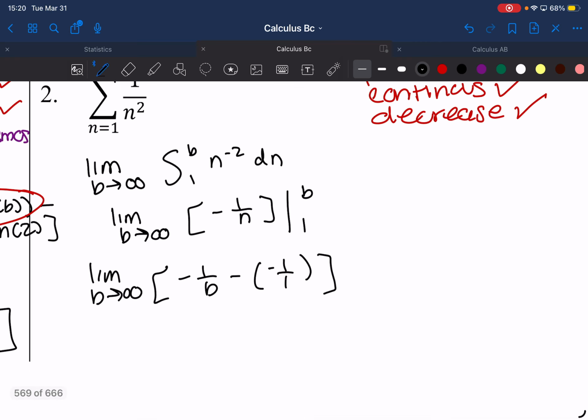Okay, I'm then going to plug in that infinity. So if I have 1 over infinity, that means that section is approaching 0. So this is equal to 0. Okay, minus a negative turns into positive. So this is plus 1, which means that this limit is approaching 1, so the series converges, or is converging.